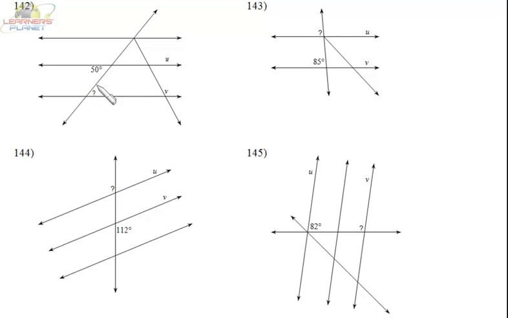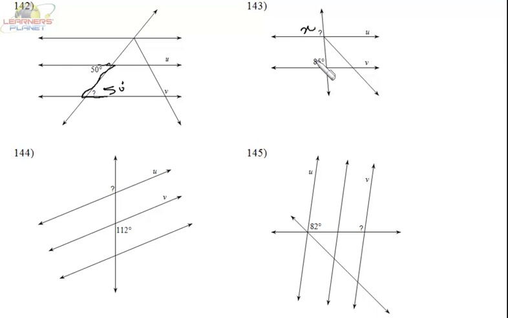Now, in this case, we see a shape of Z over here. So this missing angle and this angle are alternate interior angles. If they are the same, then the lines U and V will be parallel. So if it is 50 degrees, it has to be 50 degrees to make lines U and V parallel. Clear?